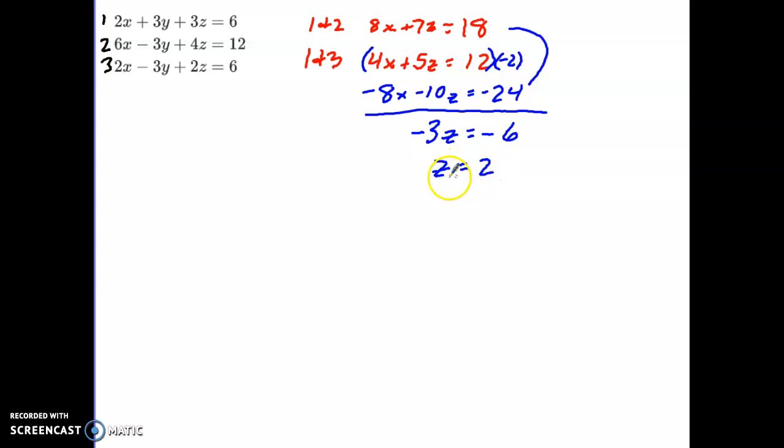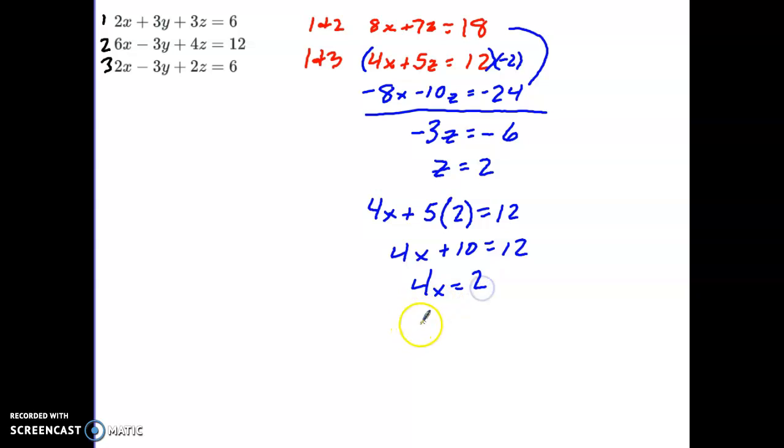Now we're going to take that answer, and plug it back into either one of these two equations up above to find x. So I'm going to use 4x plus 5 times z, so 5 times 2 equals 12. 5 times 2 is 10. So then if we subtract the 10 over, 4x equals 2, and divide by 4, x equals 2/4 or 1/2. So now we have x and z.